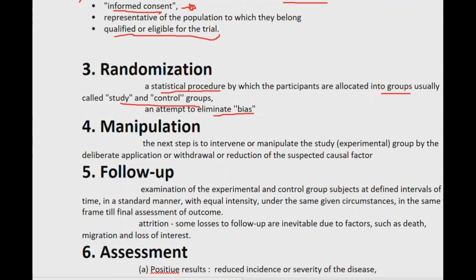Then the fourth step is manipulation. Manipulation means we have to intervene or manipulate the experimental group by application or withdrawal of a suspected causal factor. So this is the main step. After randomization, we divide them into study and control groups. For control groups, we may not give any vaccine. In the study group, we give the vaccine or any drug we are going to check under this trial. So this is the step of intervention or manipulation of the study.